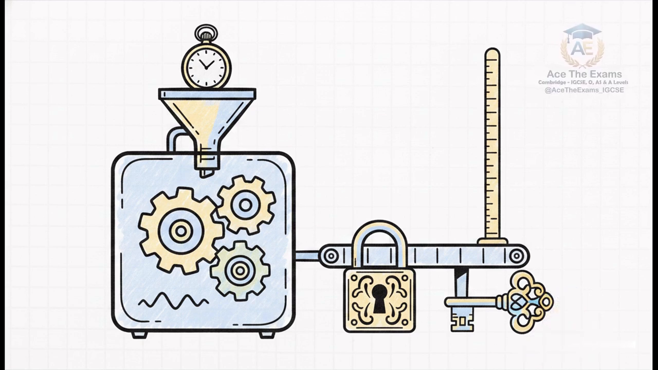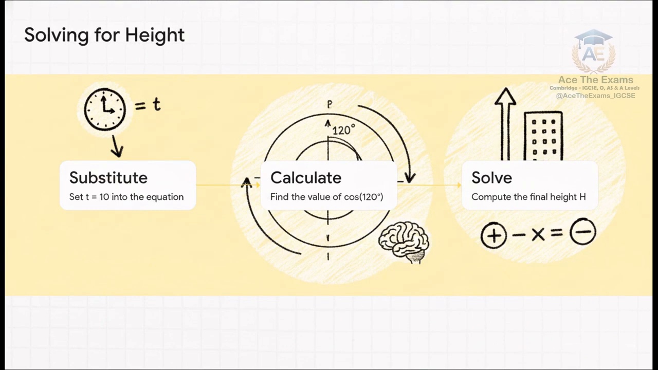Let's see how we process this step by step. Let's put this machine to the test with a direct 3-mark question from the paper. Calculate the height of the family after exactly 10 minutes. This is our explanation phase of the Peel framework. We do this live, step by step.